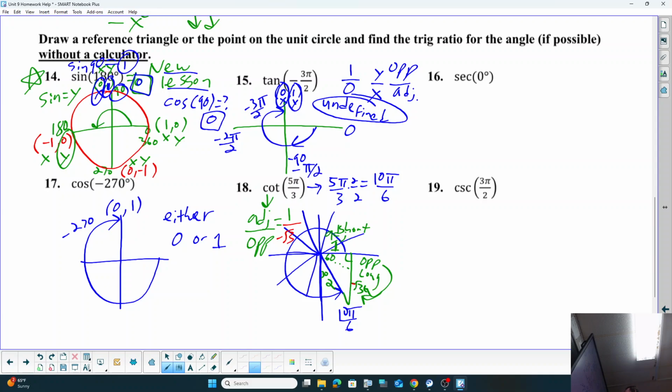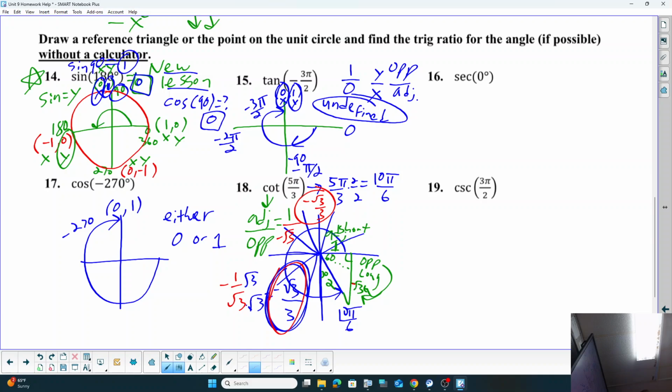And so our answer is negative 1 out of radical 3. They don't want a radical in the bottom. So we times our radical in the bottom to the top and bottom. And we get negative radical 3 over 3 is our answer.